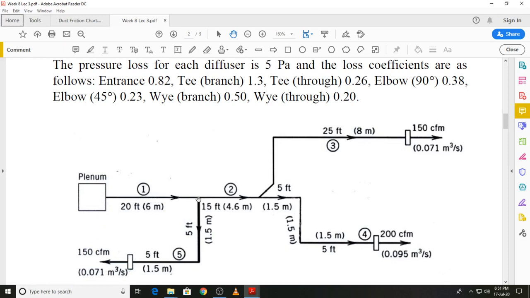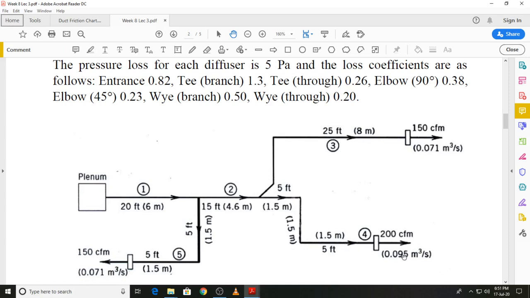So when you move from segment 1 into segment 5, part of the air, that is 0.071 cubic meters per second, will go into this segment. The remaining will then be carried on forward to segment 2. So in segment 2 the volume flow rate will be the sum of these 3 minus 0.071. That means the sum of the other two values, 0.071 and 0.095. And then finally when we go into the other segments, over here the volume flow rate will be 0.071 in segment 3, in segment 4 it will be 0.095.